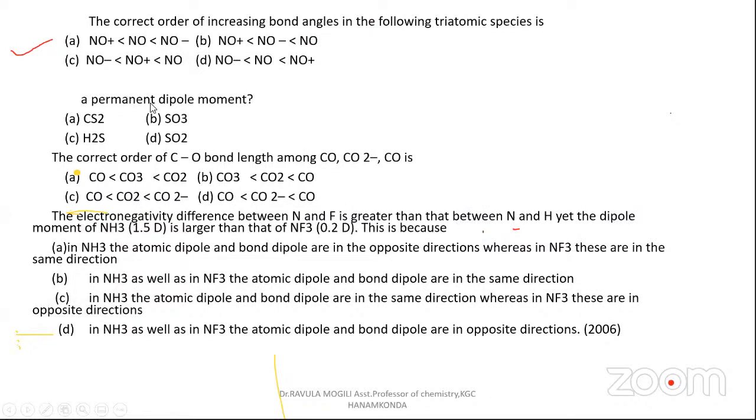A permanent dipole moment. CS2, a permanent dipole moment is 0. The correct order of C-O bond length among CO, CO2 and CO3 2-.